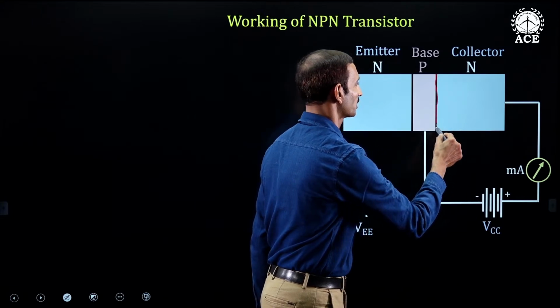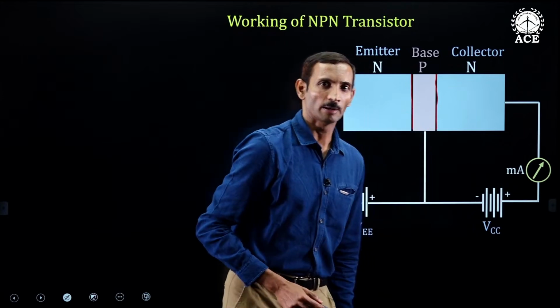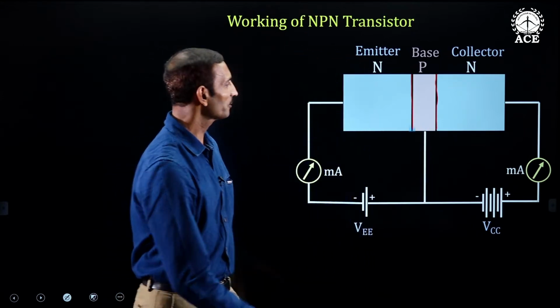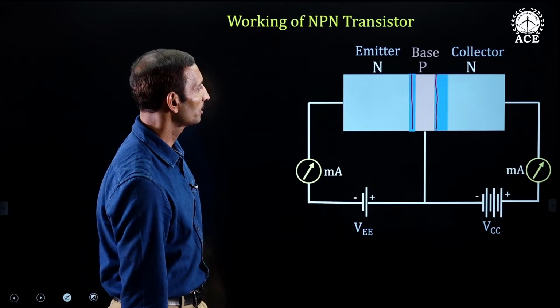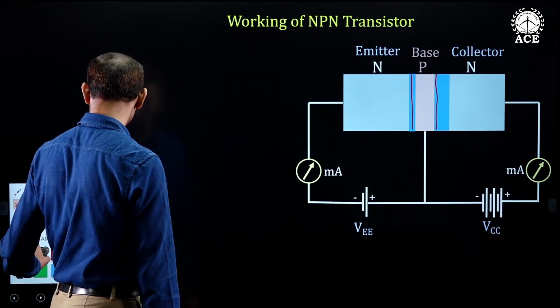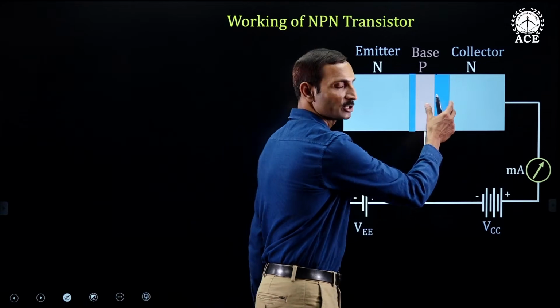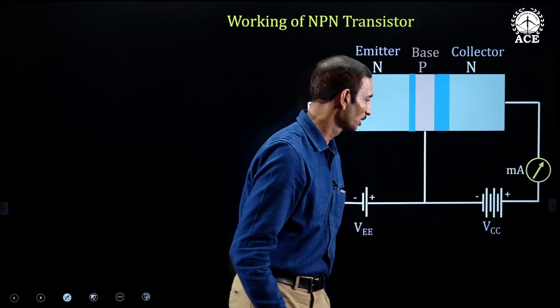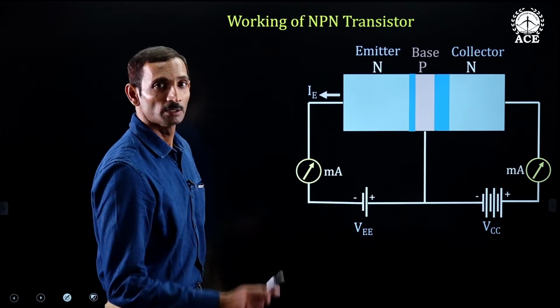This one is the collector base junction, and this is the emitter base junction. Because of the forward bias, the emitter base junction would be thinner compared to the collector base junction. Because of the reverse bias, we know the depletion region would be increasing. Now let us understand how this works.